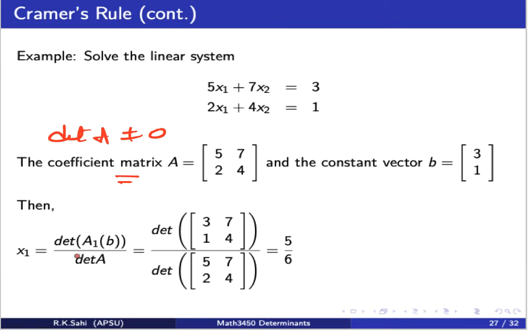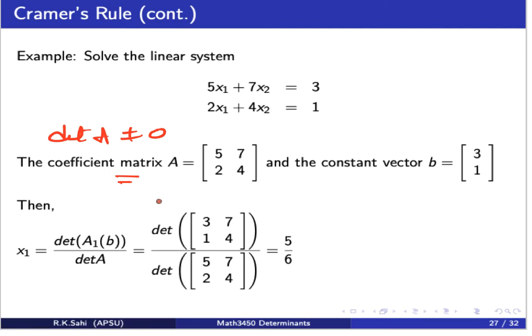Now what is determinant of A1(b)? What this simply means is you look at the first column. The first column is 5 and 2. You replace this column by the constant vector 3 and 1. So you just write 3, 1, 7, 4, find the determinant, and you get 12 minus 7, 5. So the solution for x1 is 5/6.